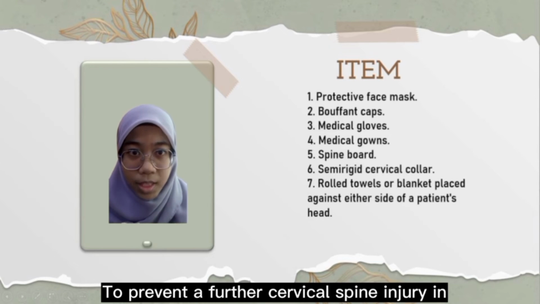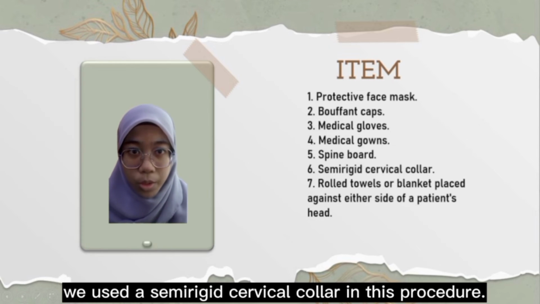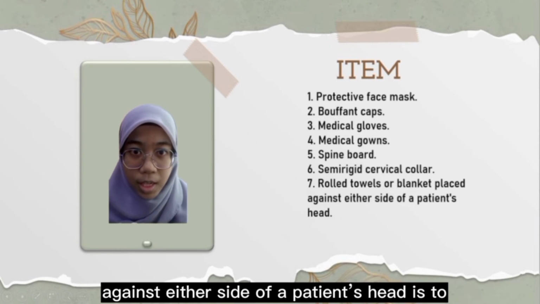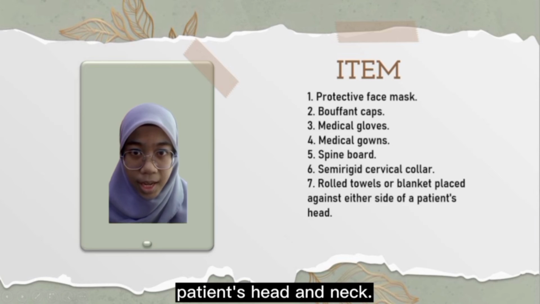To prevent a further cervical spine injury in the management of trauma patients, we use a semi-rigid cervical collar in this procedure. Lastly, a rolled towel or blanket placed against either side of a patient's head is used to maintain proper spinal alignment of the patient's head and neck.